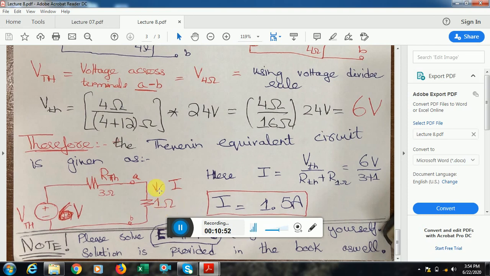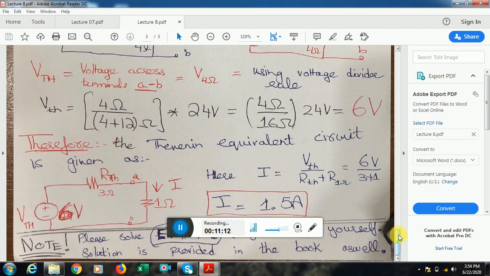So now I have to find I. I is simply the current flowing in the circuit, which is total voltage divided by total resistance. The total voltage is 6 volt. The net resistance is R Thevenin plus the 1 ohm load. So R Thevenin was 3 ohm plus 1 ohm. So I get 6 volt divided by 4 ohm, which is 1.5 ampere.